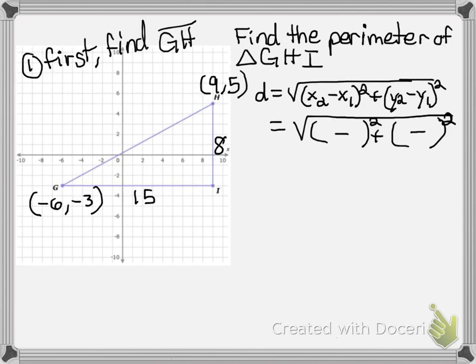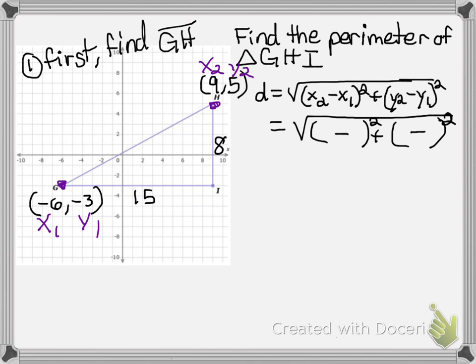Now, let's try to find the perimeter. We already know the base, we already know the height, we just have to find the missing side. This is when we can absolutely use the distance formula. So, I labeled the ordered pair for G to be -6, -3, and the ordered pair for H to be 9, 5. I'm going to go ahead and label these as my x1 and y1, my x2 and y2. Now I'm just going to plug it into the formula.